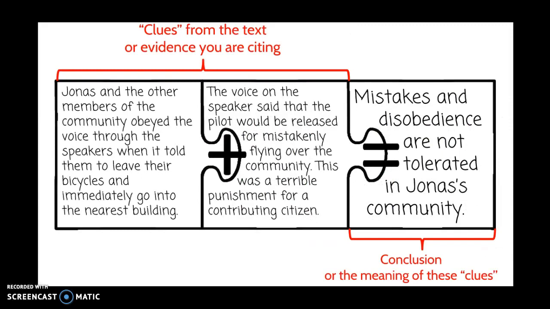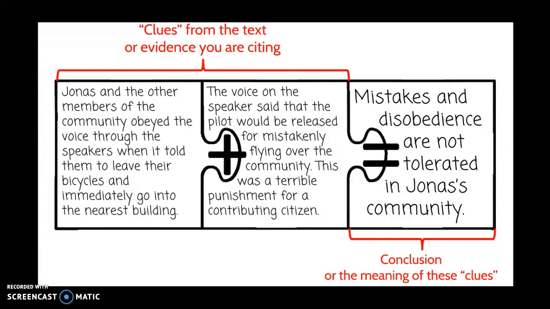After reading that flashback, we can come to a conclusion about some of the things that we read. When you make an inference, it's like putting together the pieces of a puzzle. If we look at these puzzle pieces, the first two are clues from the text or the evidence that we are citing. The last puzzle piece is the conclusion or the meaning of these clues.